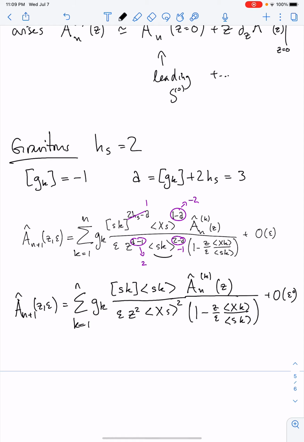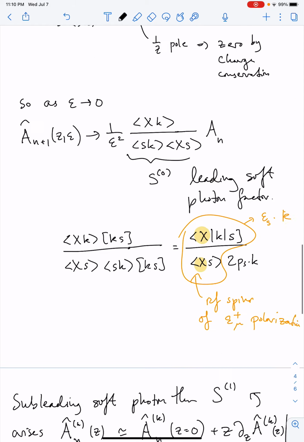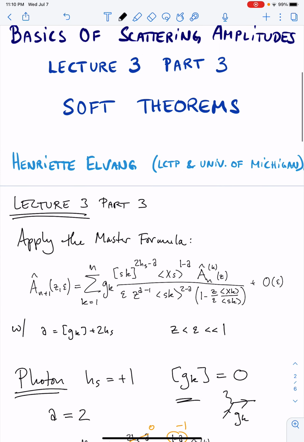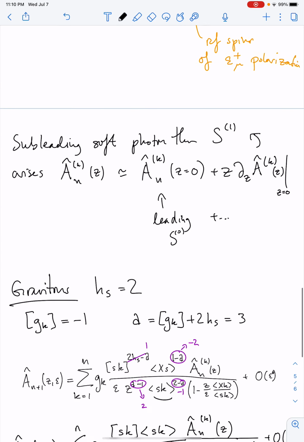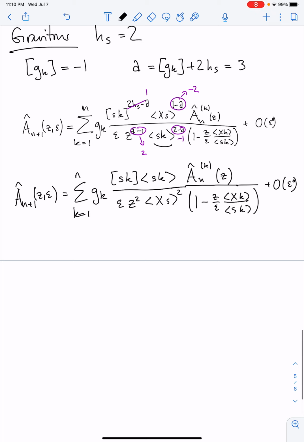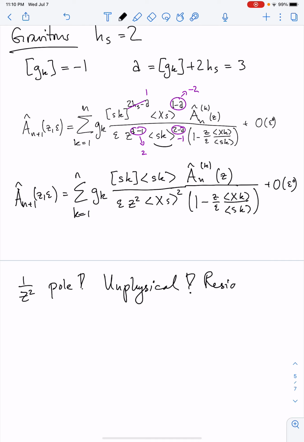Plus, of course, order epsilon to the 0th terms that won't matter as I take the limit. So let me go back and correct this, since it should say so correctly everywhere. All right, very good. Epsilon to the 0th. All right, so this is what we have for gravitons. We immediately discover that there's an issue here: there appears to be a 1 over z squared pole. As we discussed before, this is entirely unphysical. The physical amplitude cannot have any poles in an unphysical place such as z equal to 0. And so the residue of this pole must vanish.